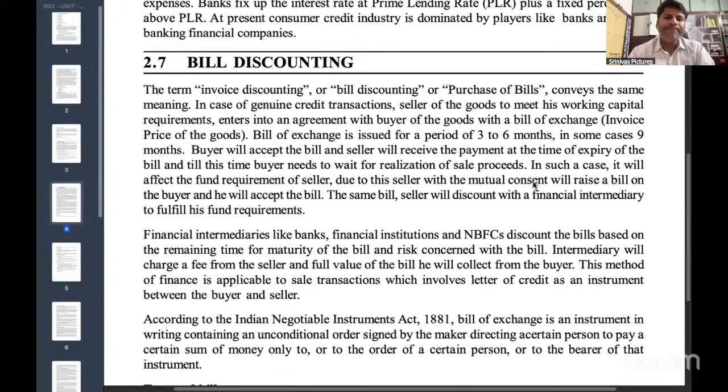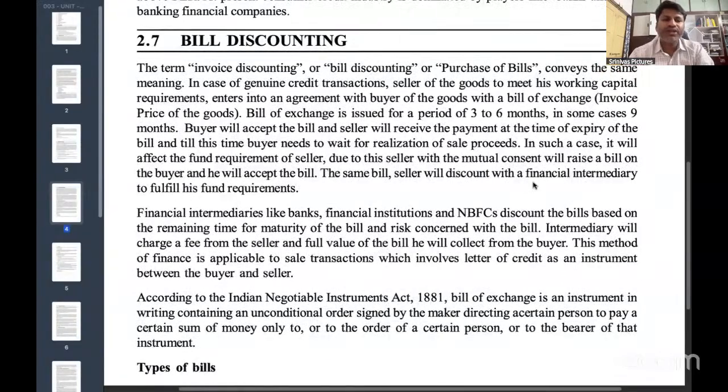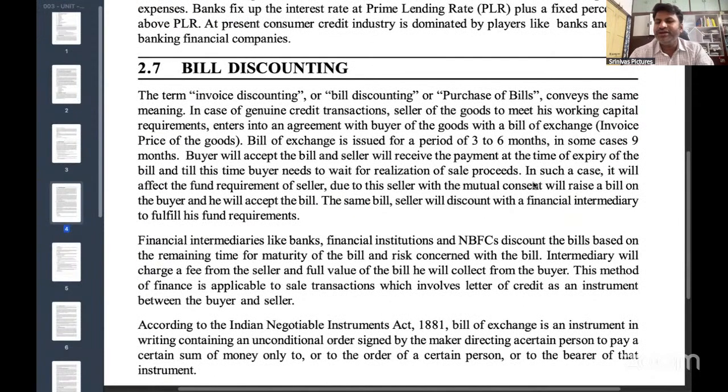Next one is bills discounting. Bills discounting means what? The terms invoice discounting, bills discounting, or purchase of bill convey the same meaning in the case of a genuine credit transaction. The seller of the goods, to meet his working capital requirement, enters into an agreement with the buyer of the goods with bills of exchange at invoice prices. A bill of exchange is generally issued for a period of 3 to 6 months. In some cases, it is 9 months.